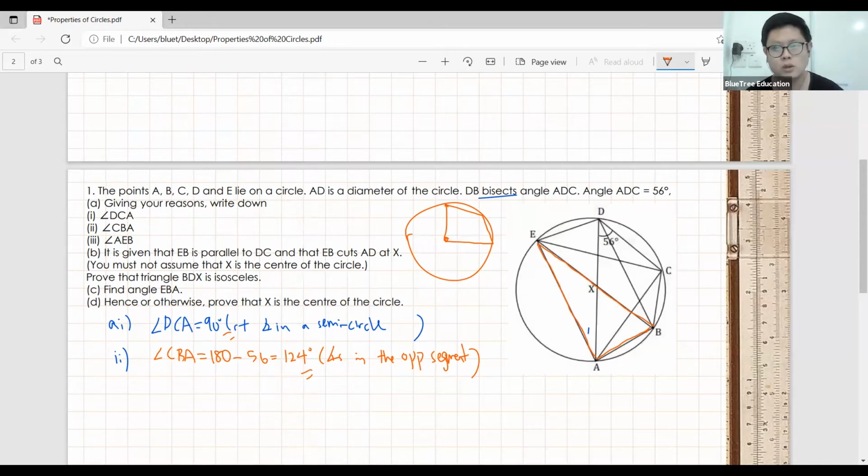So the only thing we can do that we haven't done just now is use the fact that I mentioned DB bisects the angle. That means that if I find angle XDB, that will be using the 56 divided by 2.